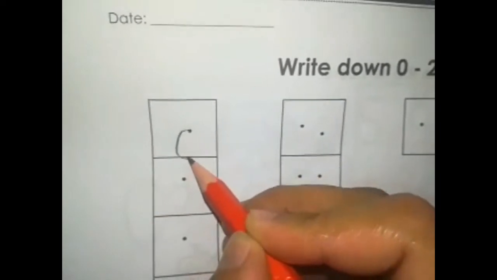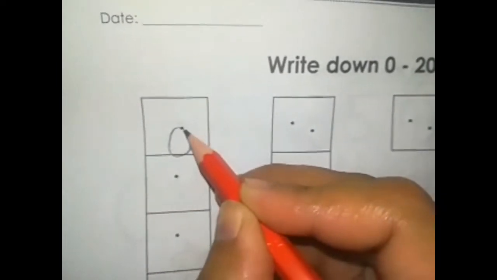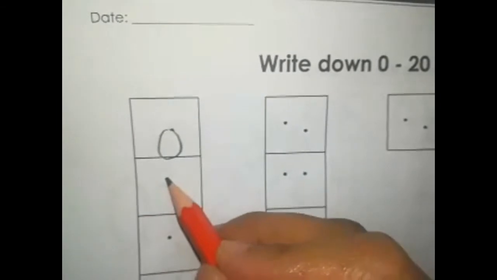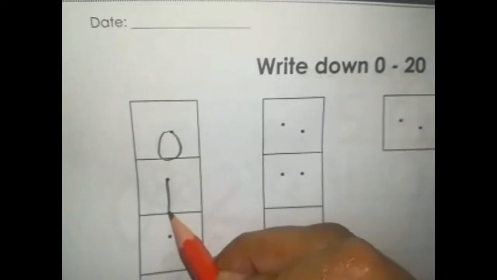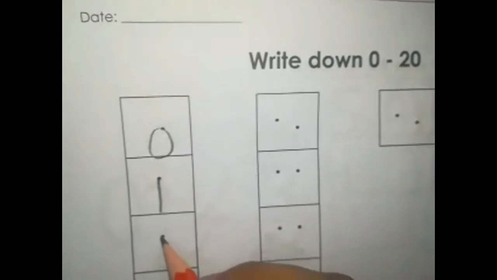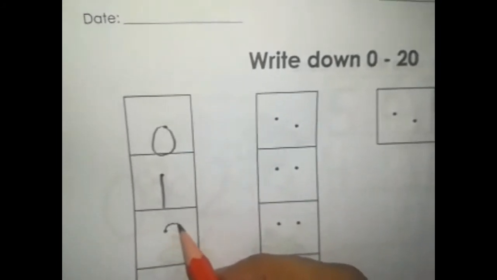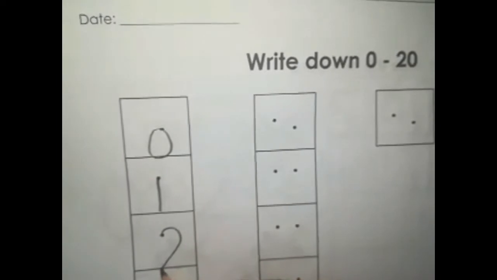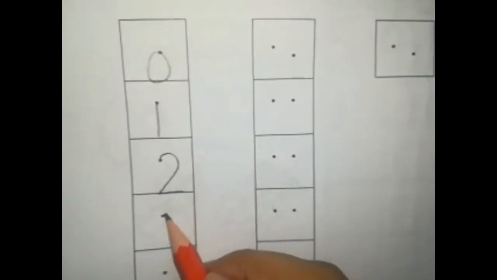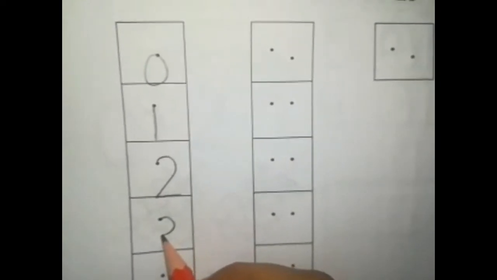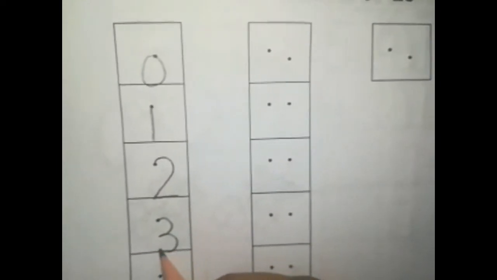0. What is the first number? 0. What comes after 0? 1. Make a straight line to touch the bottom line. 1. Okay, now 2. What comes after 2? 3. Very nice, class. 3.